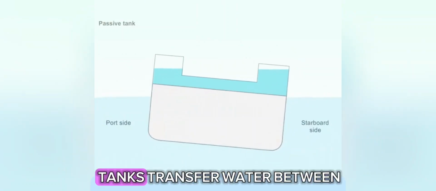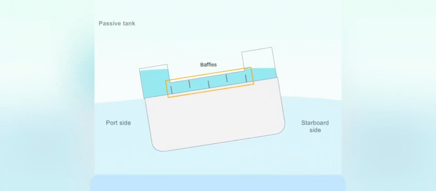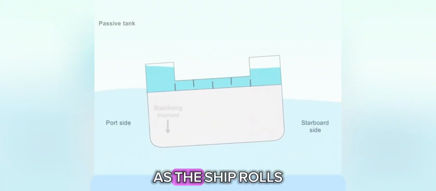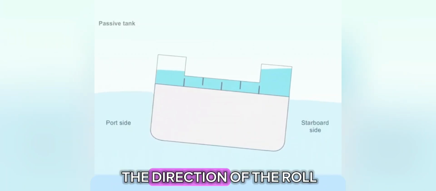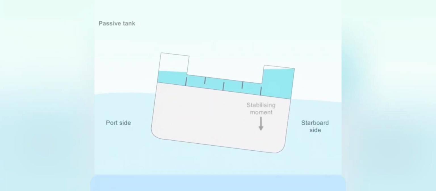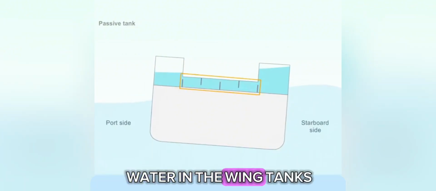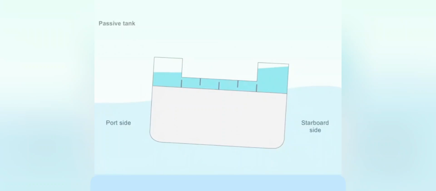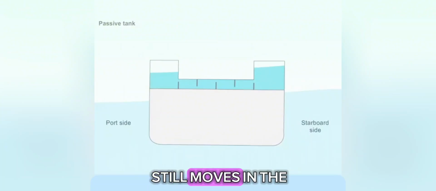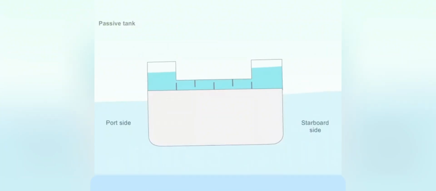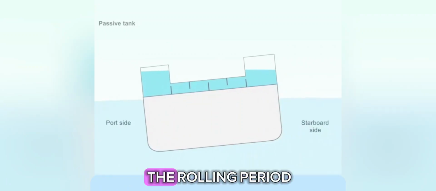Ships fitted with passive tanks transfer water between two wing tanks via a duct fitted with baffles. As the ship rolls, water initially moves from one wing tank to another through the duct in the direction of the roll. When the ship returns from its maximum angle of roll, the baffles hold the water in the wing tanks. Even when the ship returns to its original position, water, for some time, still moves in the previous direction of the roll. This causes a moment which reduces the momentum of the ship and the rolling period.